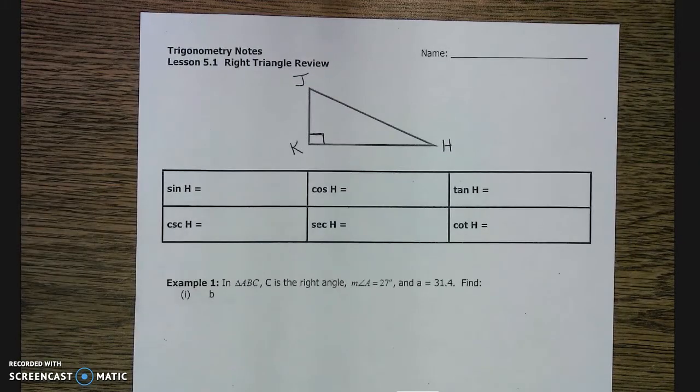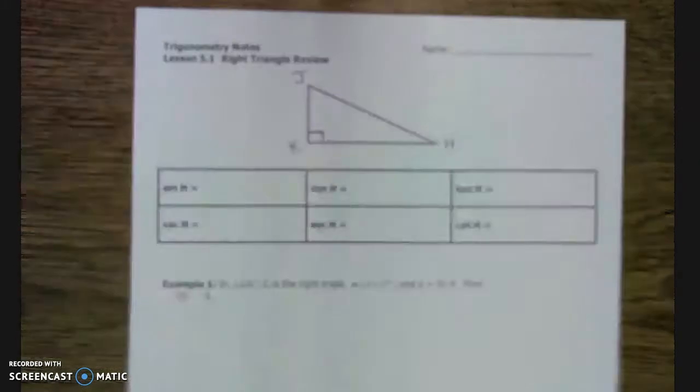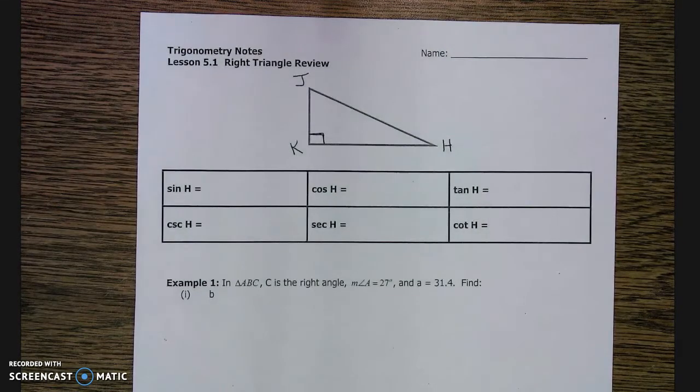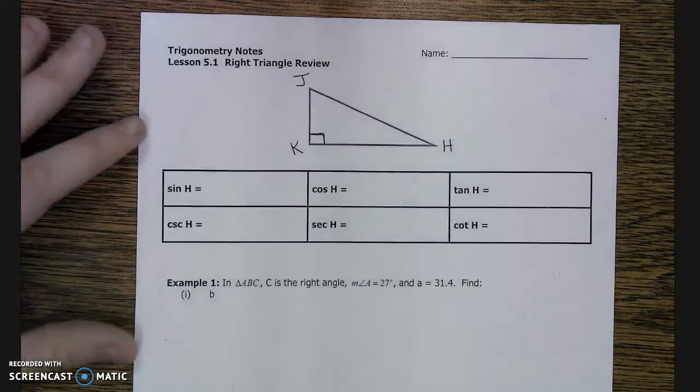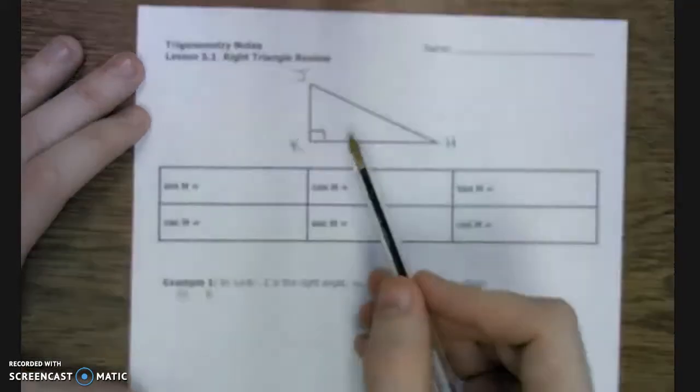In lesson 5.1, we are going back to chapter 1 and reviewing simple right triangle problems where you've got a right triangle and they want you to solve for all the missing angles and all the missing sides. So let's just review right triangles.